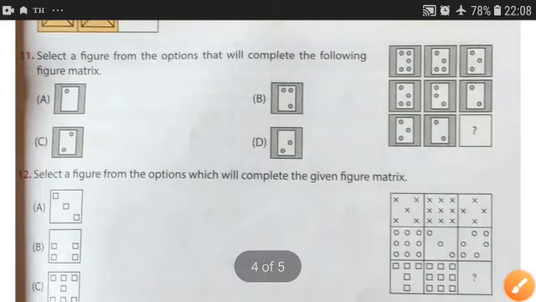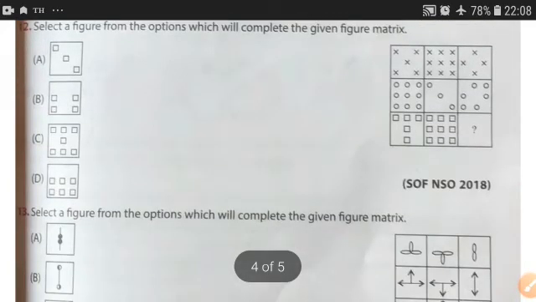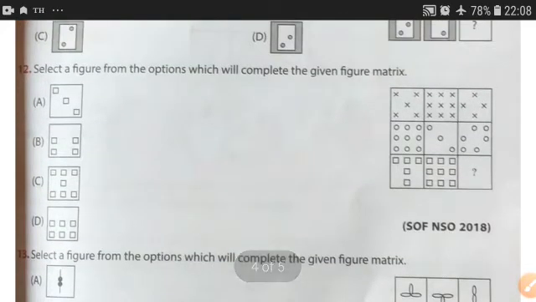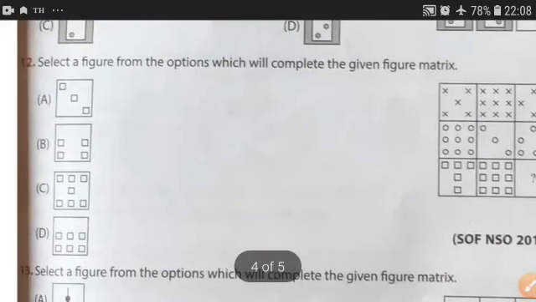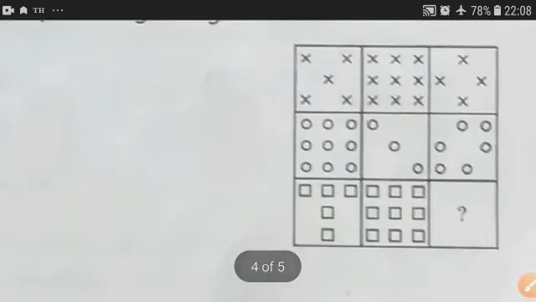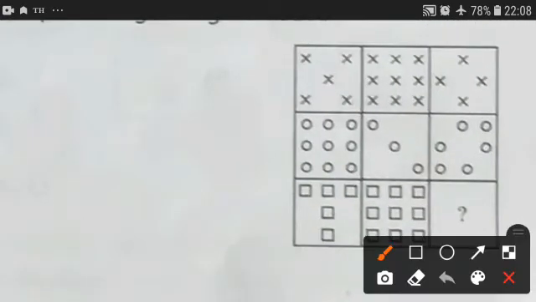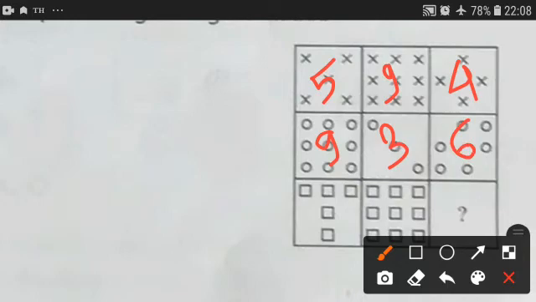Now moving further to the next type of question, that is question number 12. Select the figure from the options which will complete the given figure matrix. Okay, so this is a figure matrix we have. Check here, we have 5 star or cross. We have 9 cross, this is 4 cross. Here also we have 9 circles, 3 circles, and 1 2 3 4 5 6 circles. We have 5, 9, and we have to find how many circles will be.